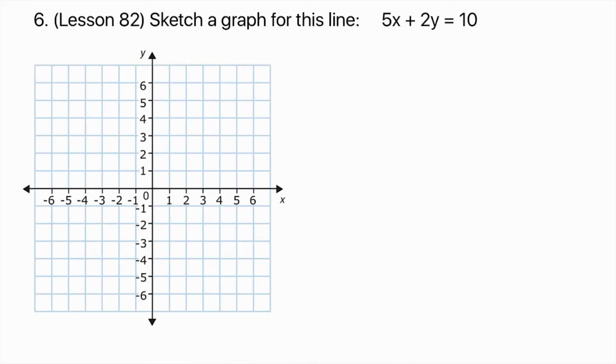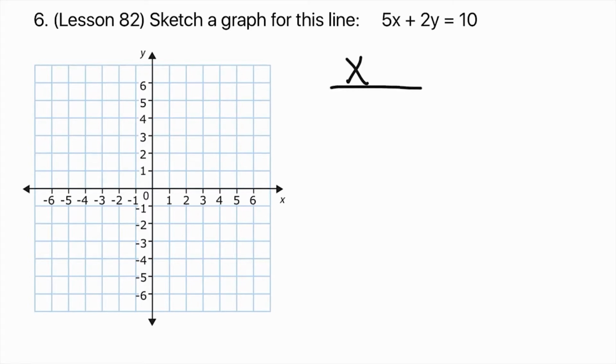Number 6 from lesson 82. Sketch a graph for this line. 5x plus 2y equals 10. So for this type of equation, the easiest method would probably just be to find our x and y intercepts. And we can do this, if you recall, by making our x-y t-chart.